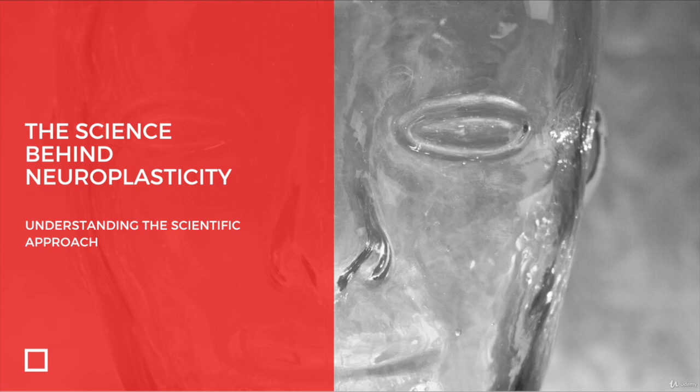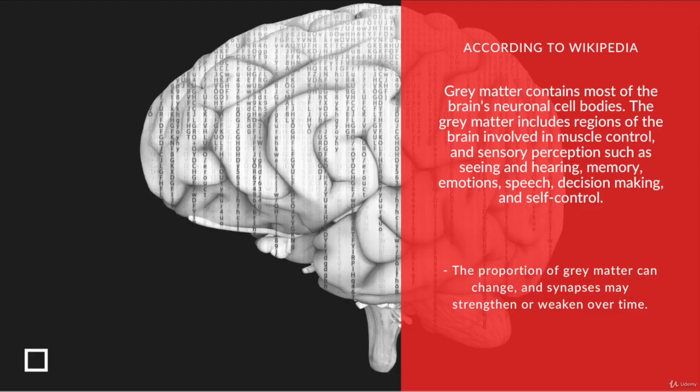We're going to talk about concepts that are related, but that are kind of different. We're going to talk about the brain's gray matter and the synapses in detail, and you are going to discover some fascinating concepts that will help you even more when it comes to understanding neuroplasticity. So, according to Wikipedia, gray matter contains most of the brain's neuronal cell bodies. The gray matter includes regions of the brain involved in muscle control and sensory perception, such as seeing, hearing, memory, emotions, speech, decision-making, and self-control.